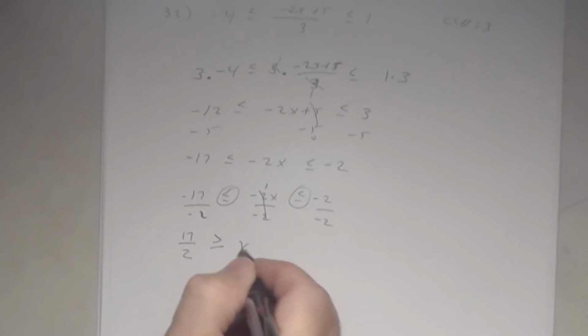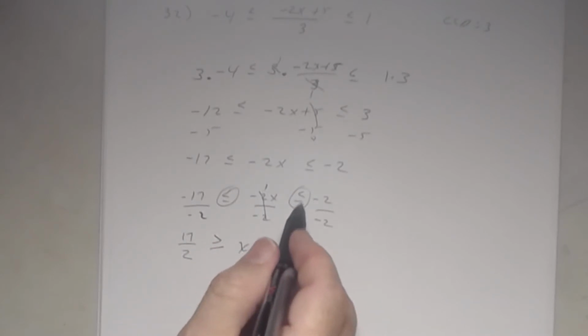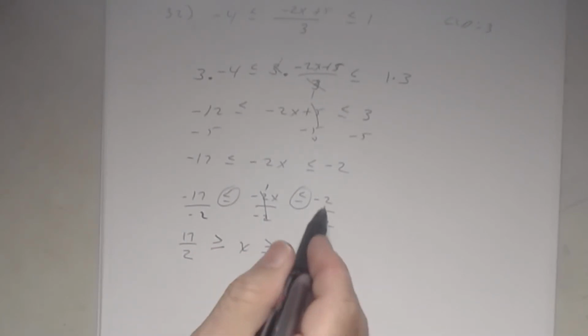1 times x is x. And then this also becomes what? Greater than or equal to, and then what? 1. Okay? All right. Now, you can leave it like that. It's no big deal. But remember, when we graph though, we graph from small to large.